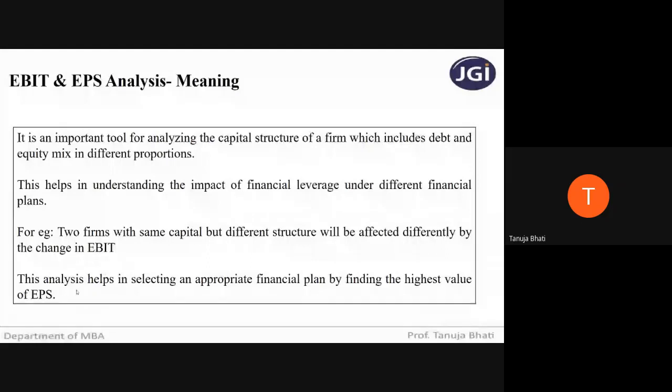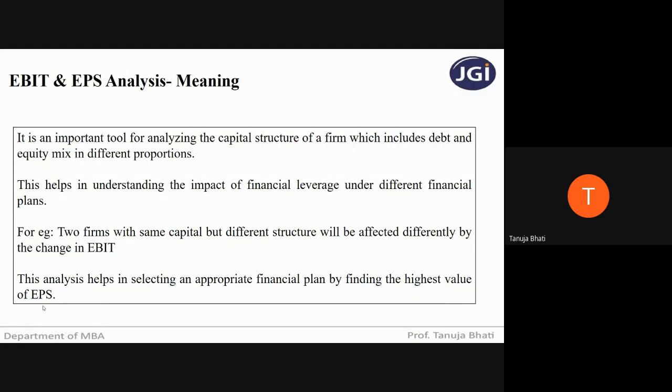So this analysis helps in selecting an appropriate financial plan by finding the highest earnings per share. So out of the different combinations or the different mix or different financial plans, the company will select that particular plan which is going to give the highest earnings per share. Now this is earnings per share available to the equity shareholders, because at the end equity shareholders are the owners of the company. So if their earnings are more, obviously they will go for that particular financial plan.